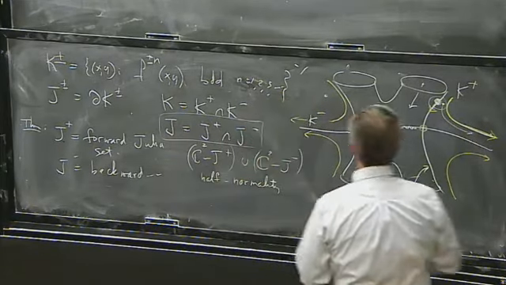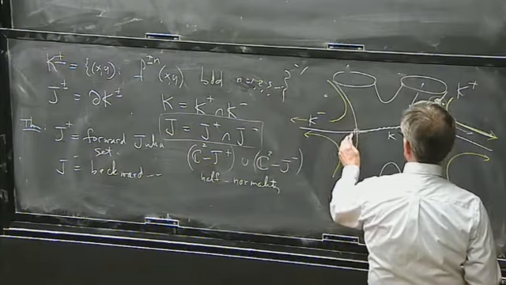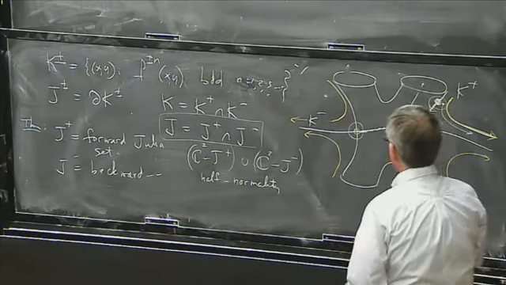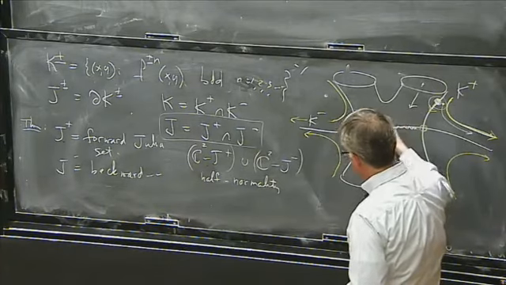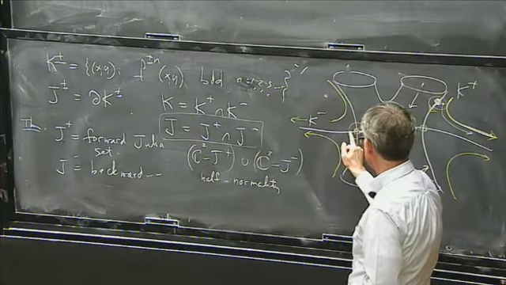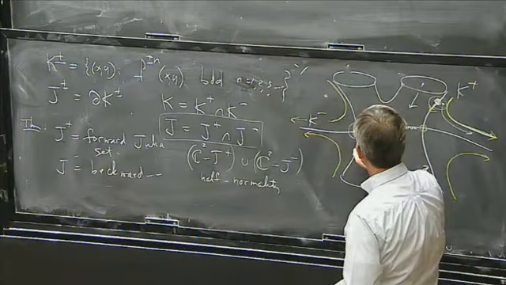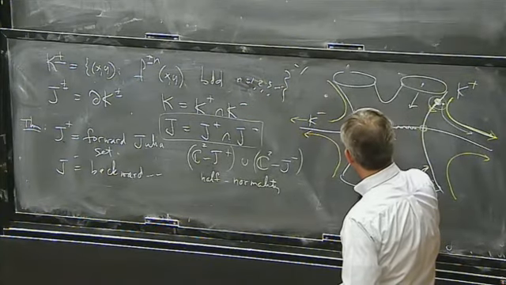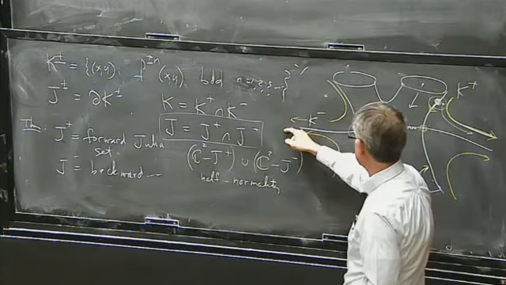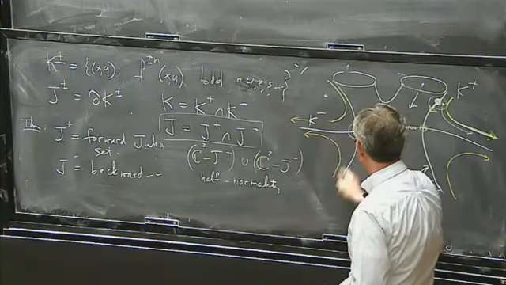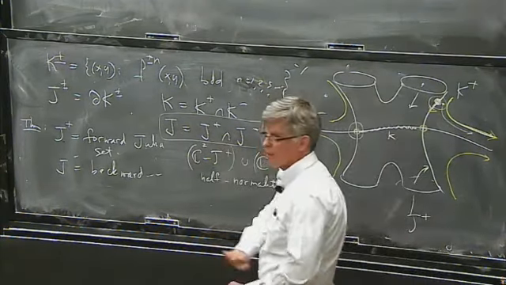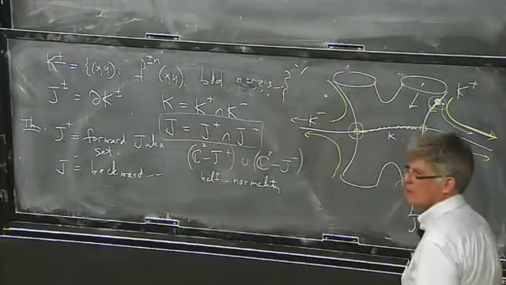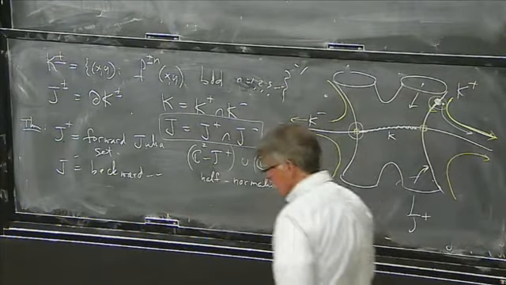So if I'm here, some point here, then I know that nearby points are going to infinity in forward time and also in backward time. So J is the set of points that are not normal in either time direction.